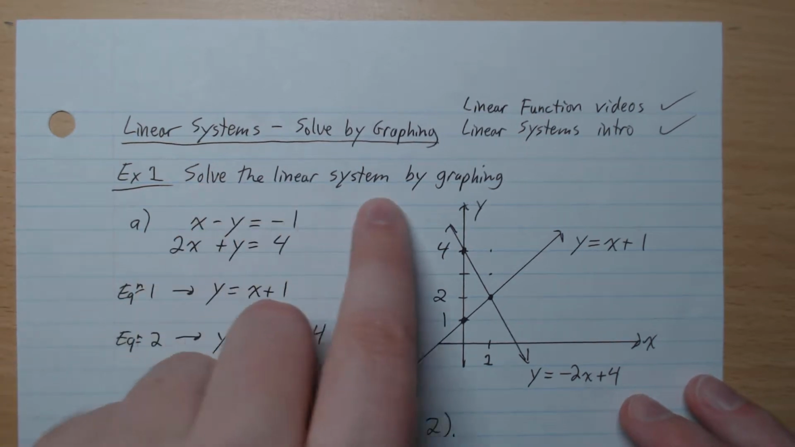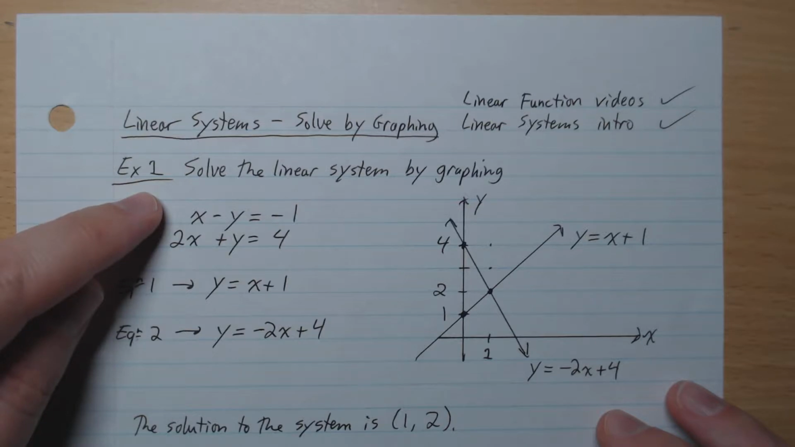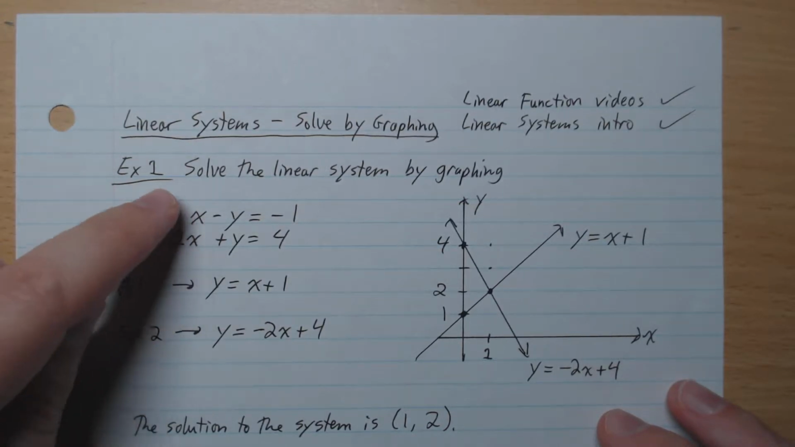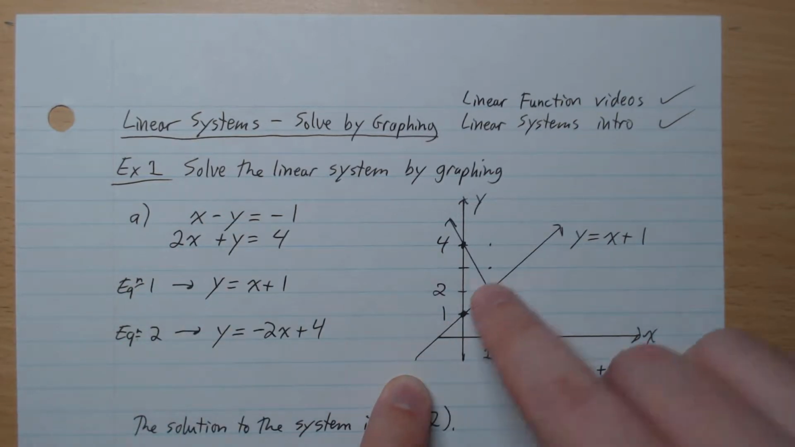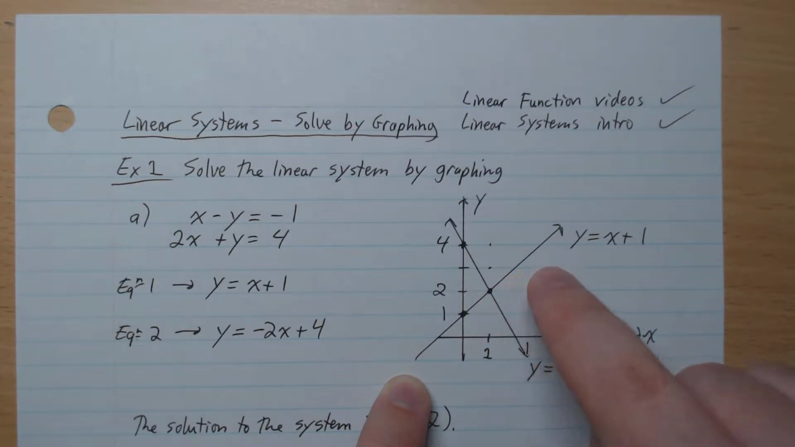Example 1, solve the linear system by graphing. So here's our system, x minus y equals negative 1, and 2x plus y equals 4. Our first equation, we can rewrite as y equals x plus 1. And so we can graph it like that, start at 1, over 1 up by 1, over 1 up by 1, right, because our slope is 1.